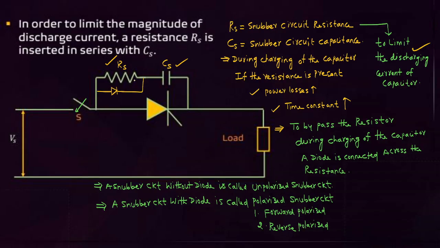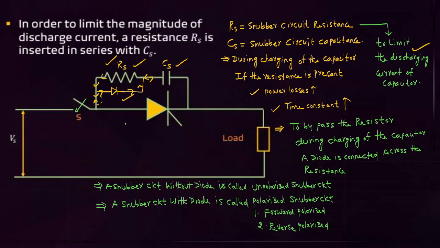But it is not required during charging of the capacitor. To bypass this resistor during charging of the capacitor, the diode is connected. That is, if the capacitor is charging, it will charge through the diode. If the capacitor is discharging, it will discharge through the resistor, which limits the discharging current. This is about the snubber circuit.